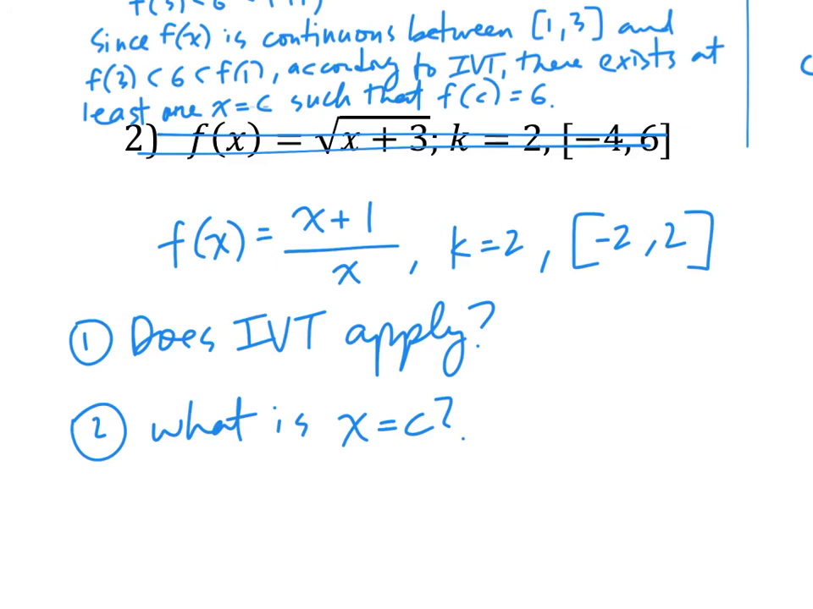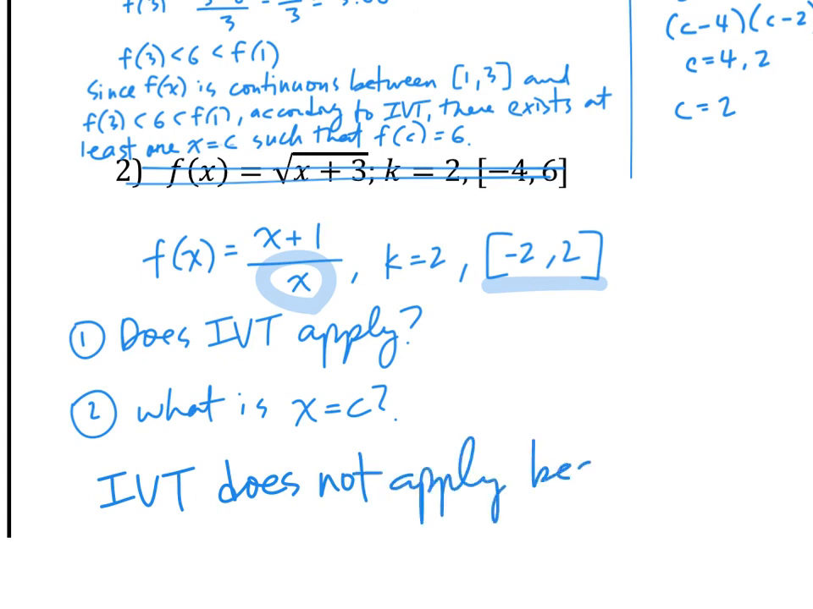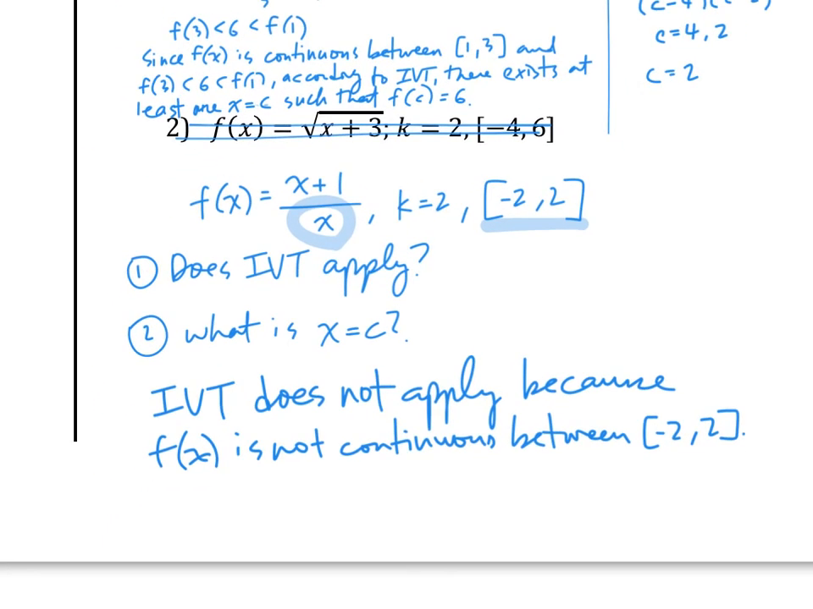Hopefully you saw this really quickly and you realize that actually it's not going to work because there is a discontinuity at 0 and 0 is in between this section. So then you would say that IVT does not apply because f of x is not continuous between -2 to 2. And then so there is no need to solve for this part because it is already not continuous.